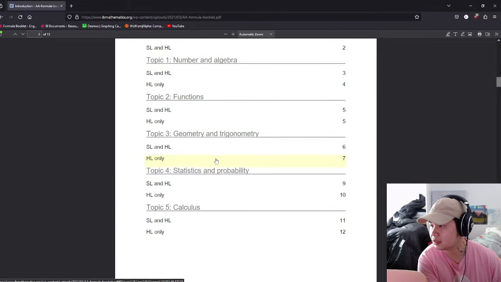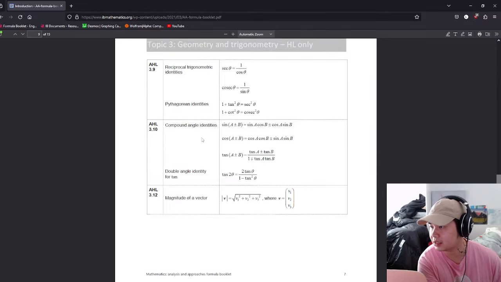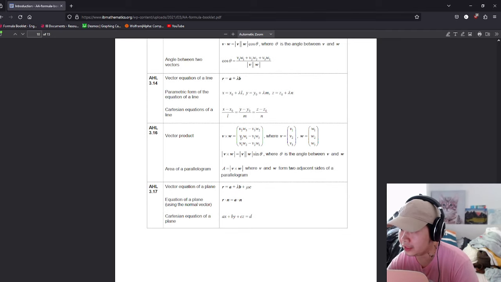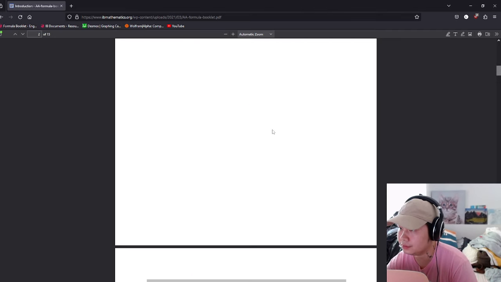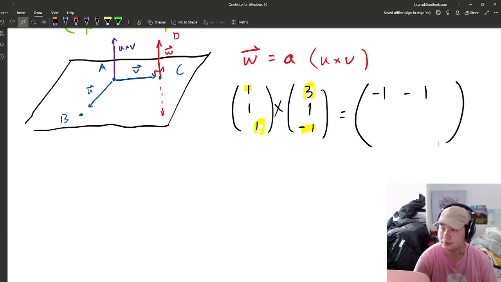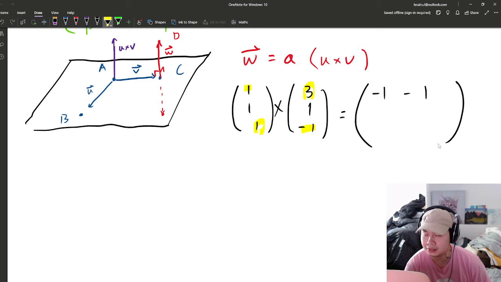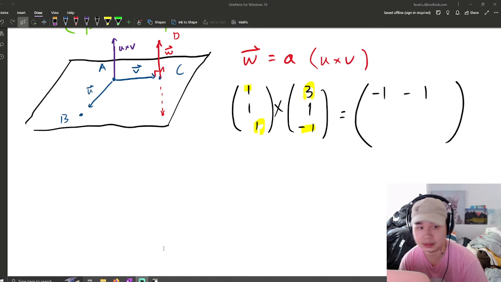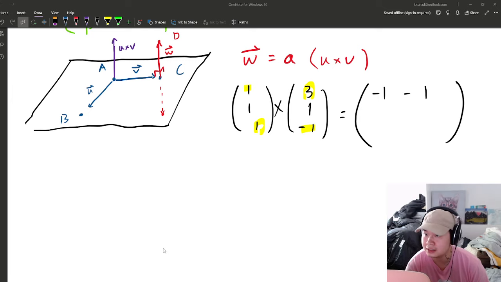Alright. Stupid cross product calculating. V3. Okay. So we're doing the ones I circled first, and then they are going to be subtracted from the other ones. So 3 times 1 is 3. Minus 1 times negative 1, so this is plus 1.